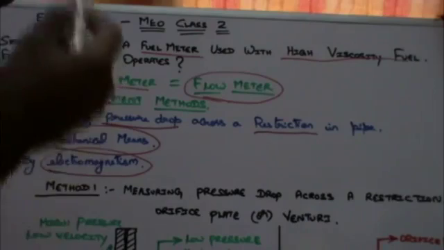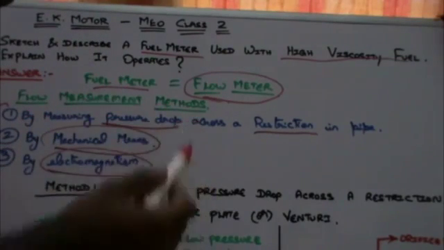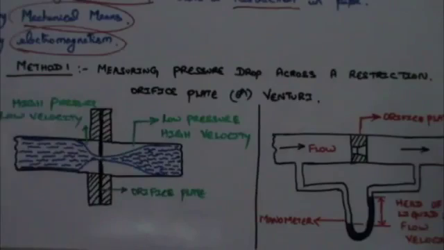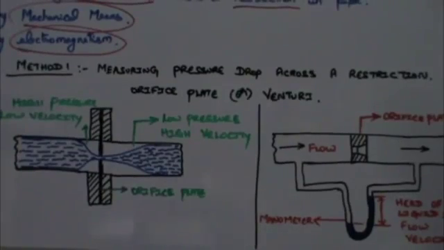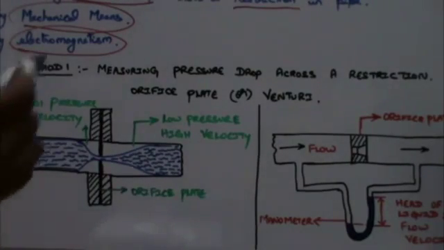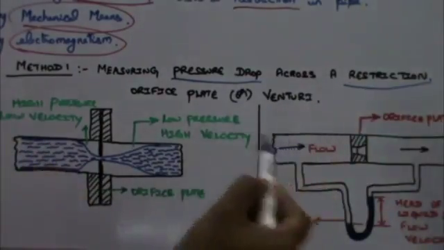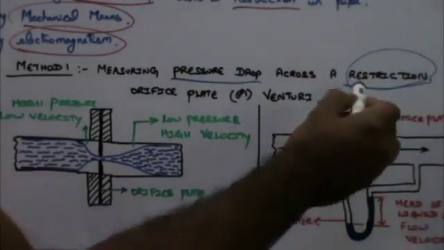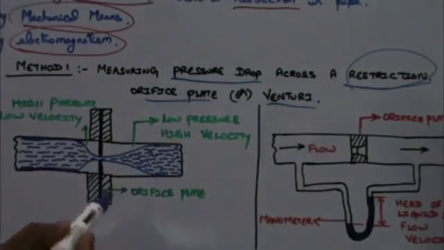Let's now understand the first method, by measuring the pressure drop across a restriction in a pipe, which is either an orifice plate or a venturi pipe. The first method, measuring the pressure drop across a restriction. This restriction can either be an orifice plate or a venturi.